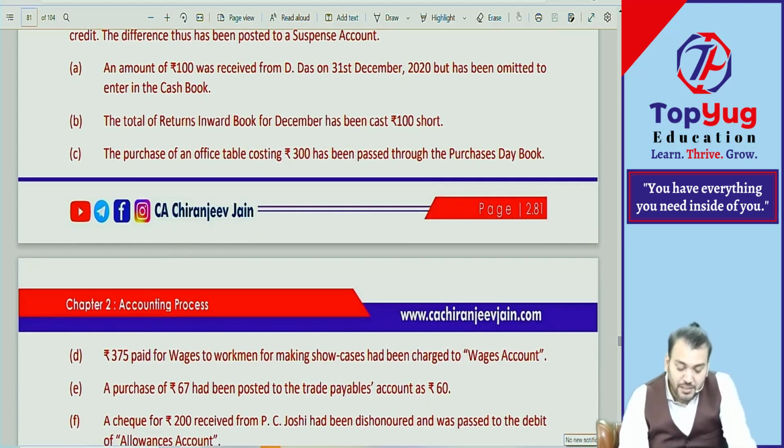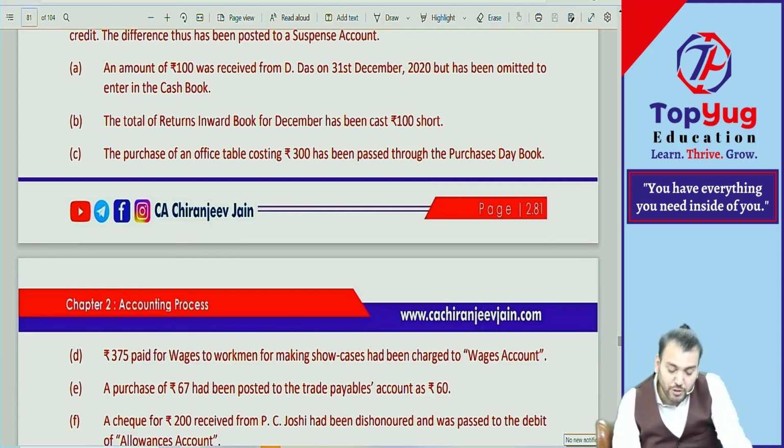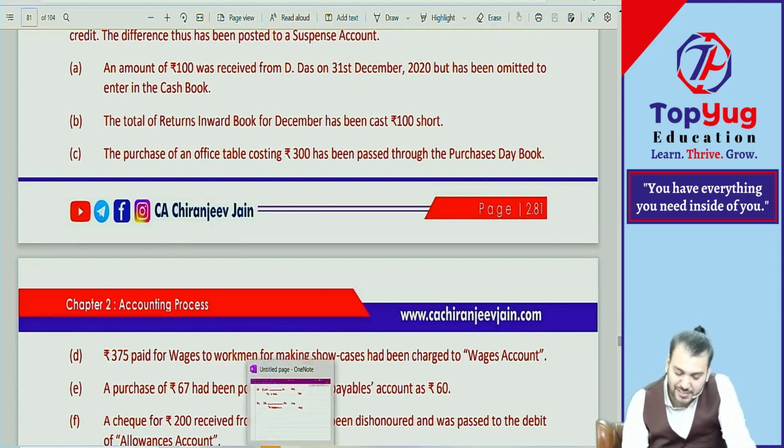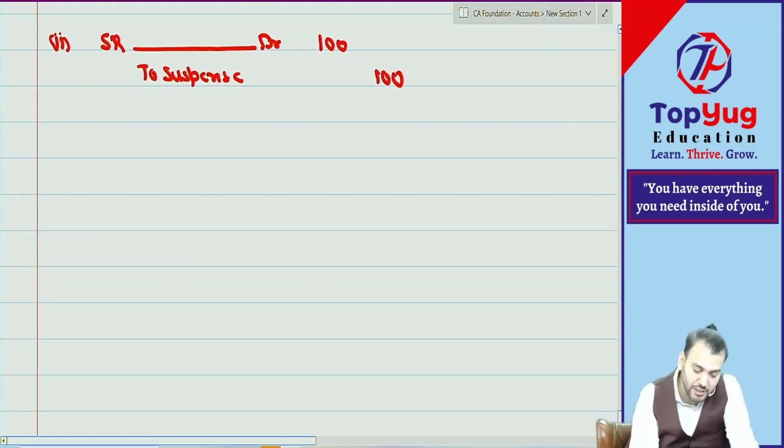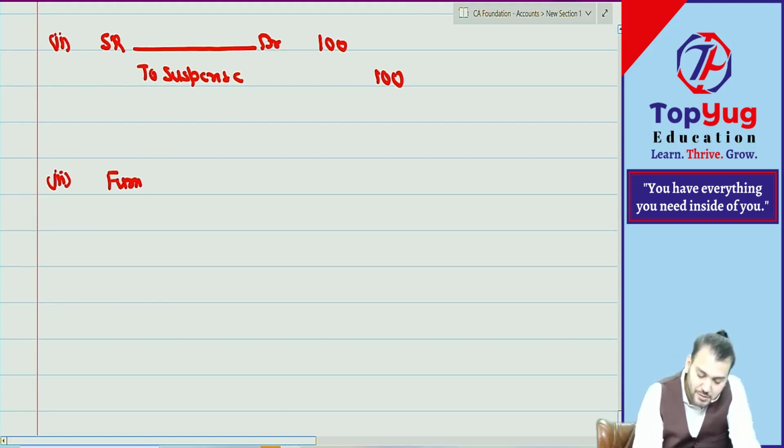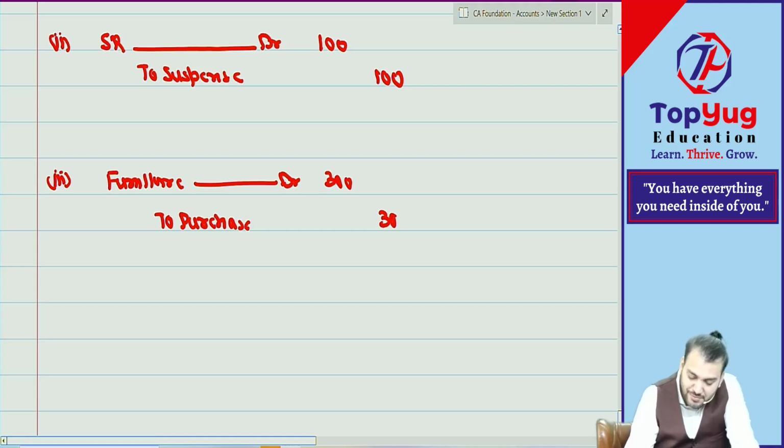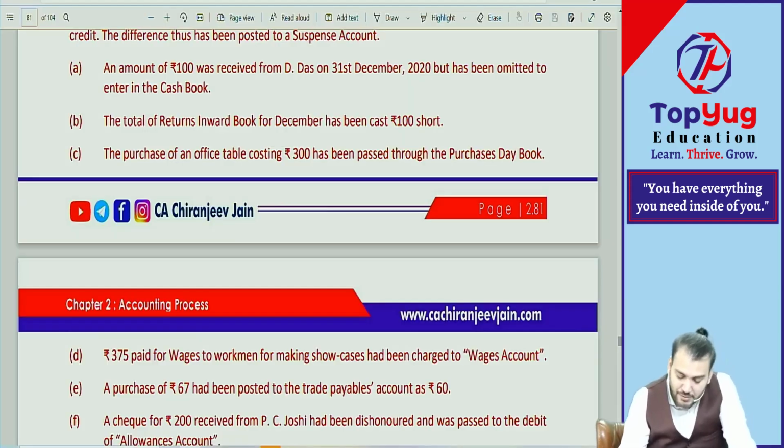Then, purchase of an office table costing rupees 300 has been passed through the purchase day book. This is very simple. Tell me what journal entry? Office table can be added to furniture account. So furniture account debit to what? To purchase account by what amount? 300. Very simple.